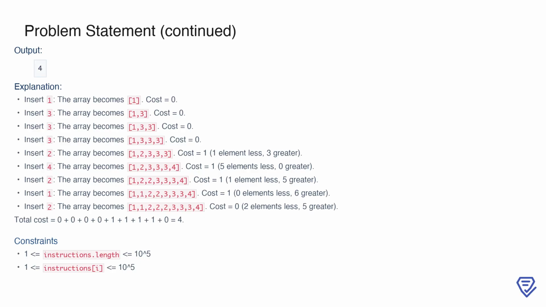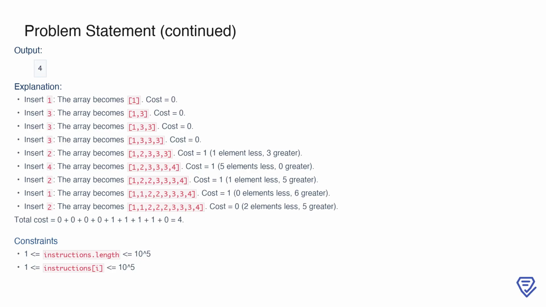In the third example, the instructions array is 1, 3, 3, 3, 2, 4, 2, 1, 2. First, inserting 1 creates 1 with a cost of 0. Adding 3 results in 1, 3, again with no cost. The subsequent insertions of 3 into 1, 3, and 1, 3, 3 result in 1, 3, 3, and 1, 3, 3, 3, respectively, each with a cost of 0. Inserting 2 into 1, 3, 3, 3 produces 1, 2, 3, 3, 3, where one element is less than 2 and 3 are greater, for a cost of 1.